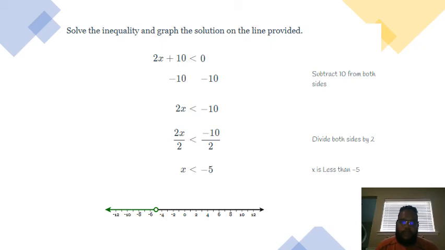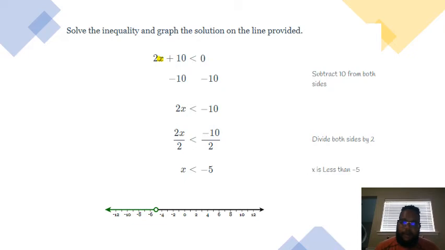So solve the inequality and graph the solution. We're going to do the same thing. We're going to locate the variable, which is right here. We're going to work from the outside and go in. The number furthest away from the x on the left side of the equation is the plus 10. Opposite of plus 10 is minus 10.